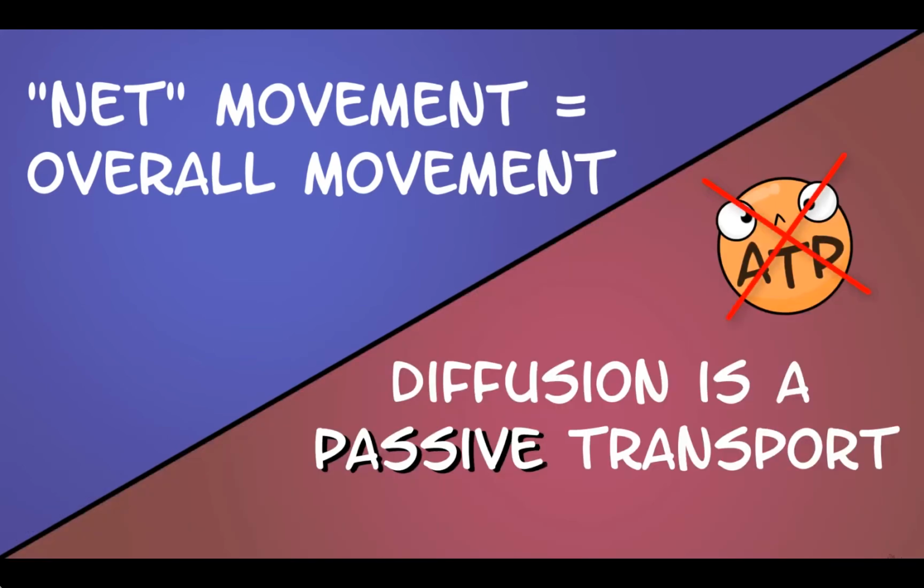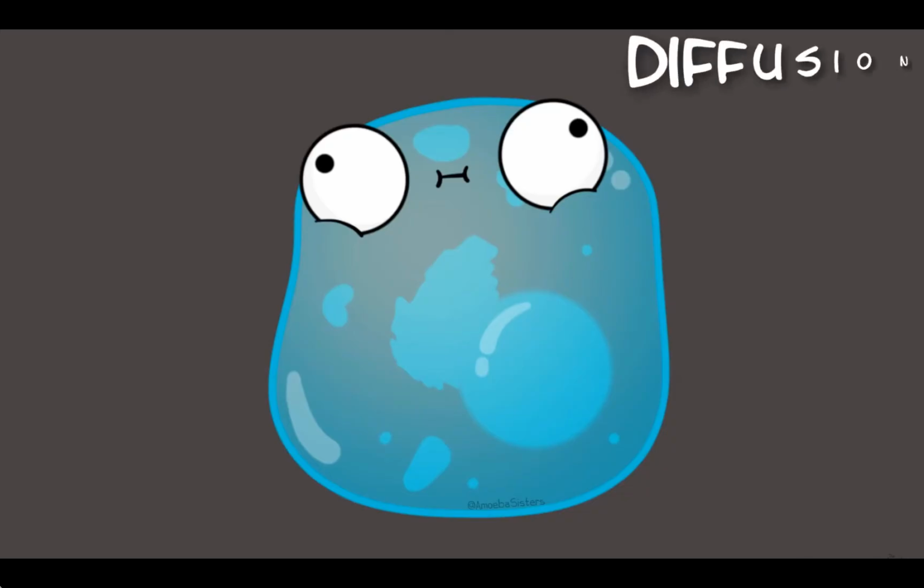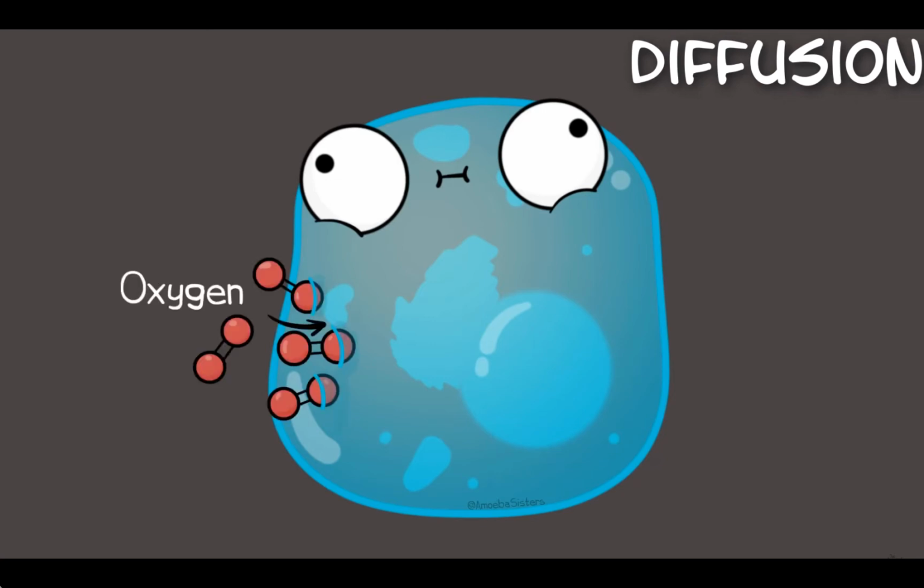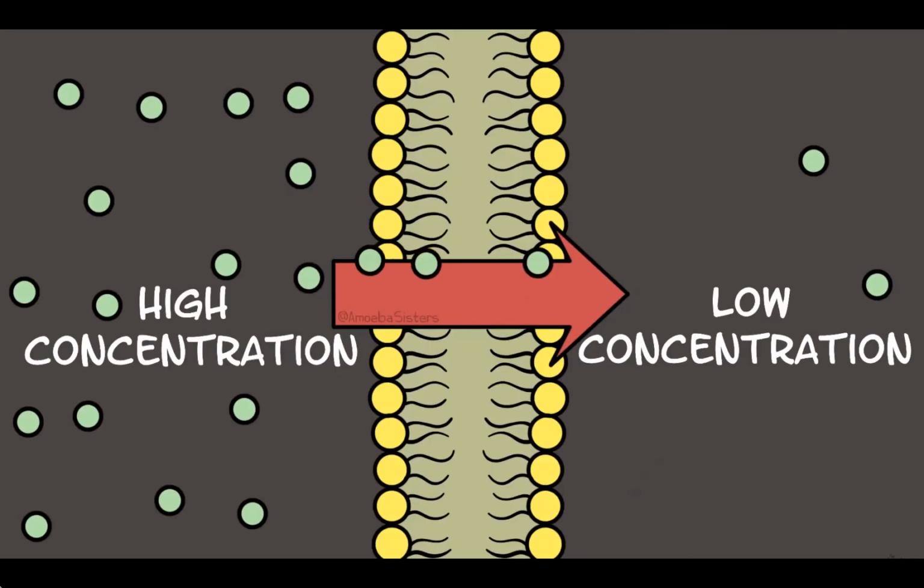That means an input of energy is not needed. We say that passive transport does not require added energy. When we talk about diffusion of molecules in cells, for example, the diffusion of oxygen molecules into a cell, it is classified as passive transport. A concentration gradient is itself a form of potential energy.